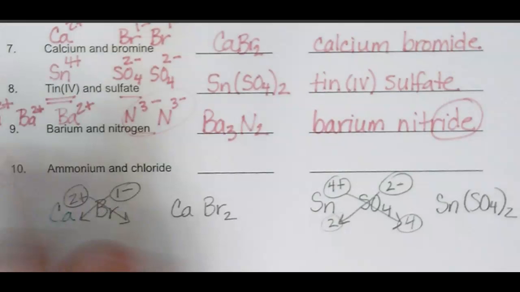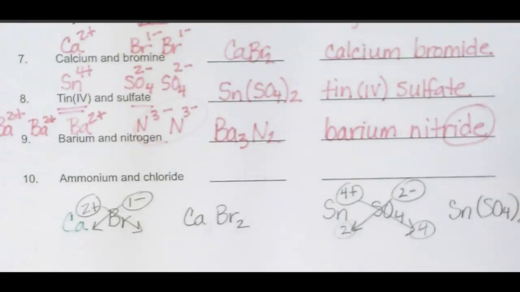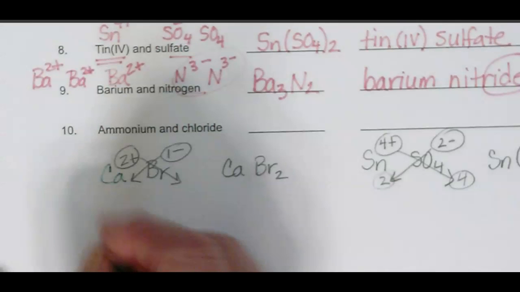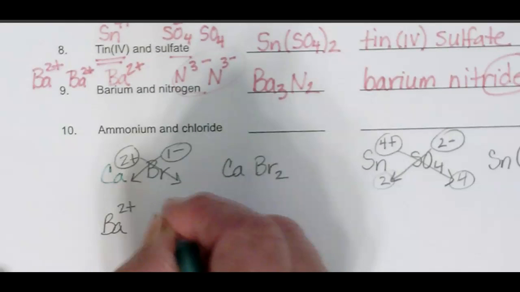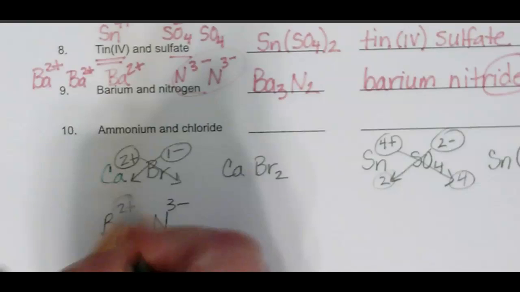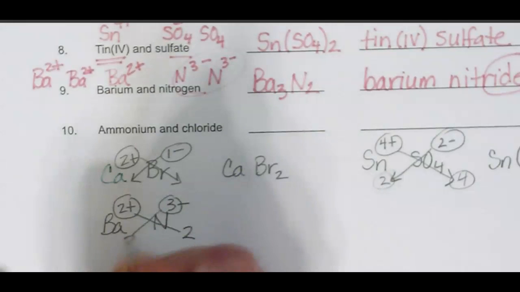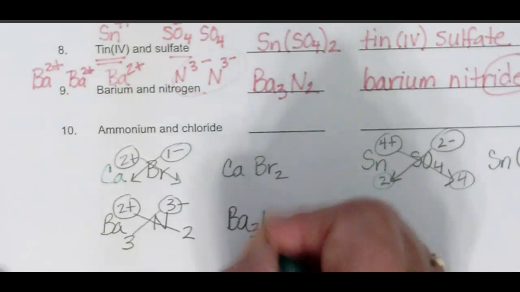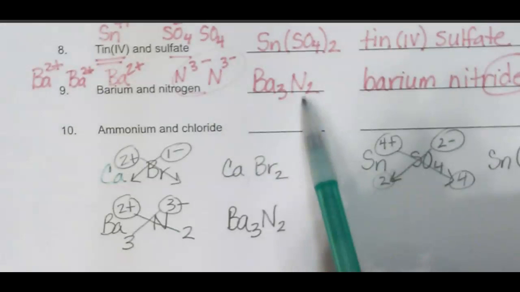Okay, this barium nitride that we were doing that got a little long. Let's just look at it using the crisscross method. So I have barium, which is a 2+. I have nitrogen, which is a 3-. Again, if I crisscross it, this 2 is going to come right here. This 3 is going to come here. So I have Ba3N2, which is exactly what my answer was.